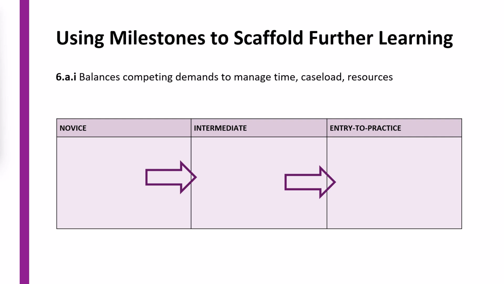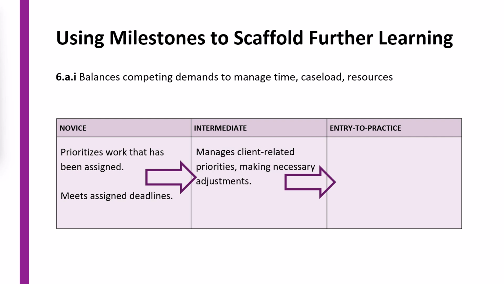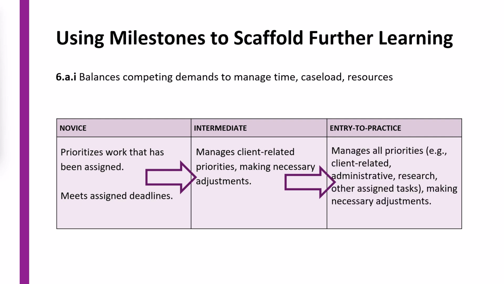For example, Charlie must meet all assigned deadlines now, which is demonstration of abilities at the novice level. Then, in the next couple of weeks, Charlie should focus on client-related priorities. And finally, Charlie should focus on managing all priorities in all areas. Additional tools and strategies that would assist Charlie in meeting these expectations would also be needed.